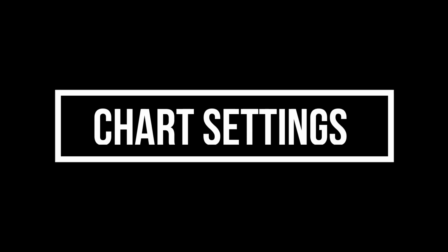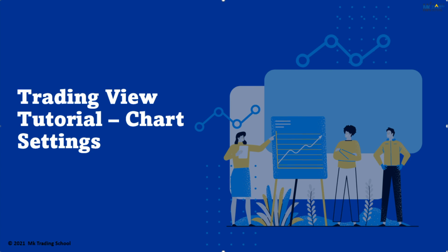Chart settings. So for our analysis, we use Japanese candlestick charts. Do not make the mistake of using other candlestick charts like a Heikin-Ashi candlestick chart. You will not be able to find these zones there. So we use Japanese candlestick charts for our analysis. So let's get to the TradingView software.